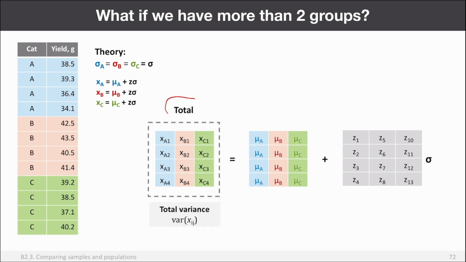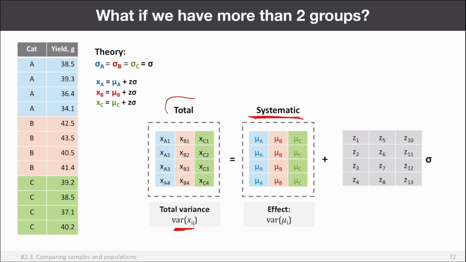So if I compute variance for the values, that's what I call a total variance, because it's a variance of my original data set, right? But I can also compute the variance of means, right? And in this case, I call it systematic variance, because this is the variance between the groups. This is the effect I'm looking for, right?